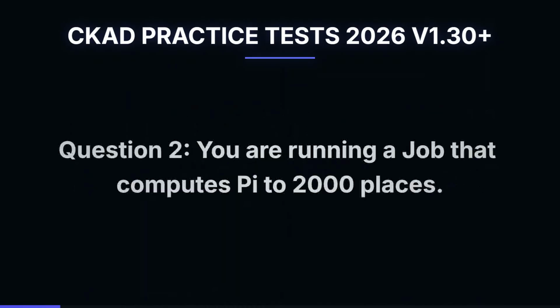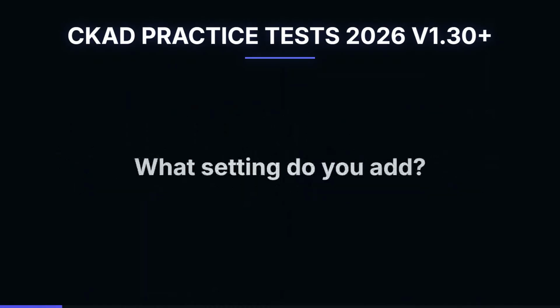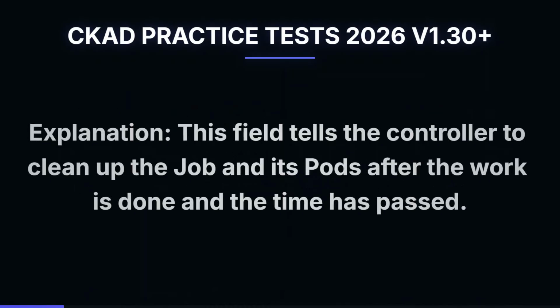Question 2. You are running a job that computes pi to 2000 places. You want the job to automatically delete itself 100 seconds after it finishes. What setting do you add? Answer: you add ttlSecondsAfterFinished: 100 to the job spec. Explanation: this field tells the controller to clean up the job and its pods after the work is done and the time has passed.